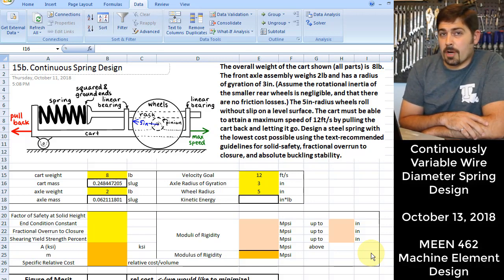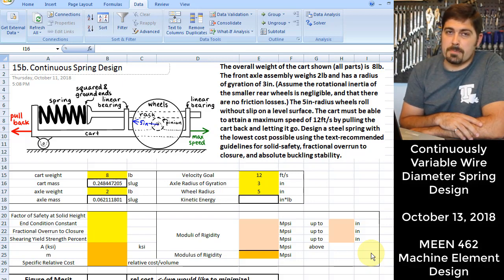So today the problem that we're going to solve involves finding all of the optimal parameters so that we can make a spring that carries the amount of energy that we need to drive a cart up to a certain speed.